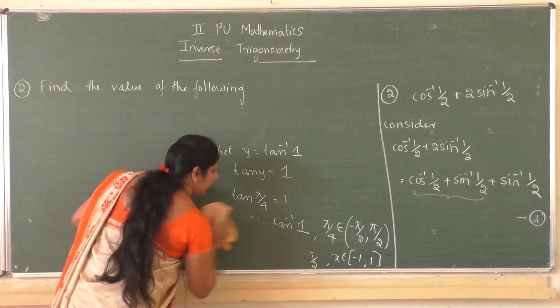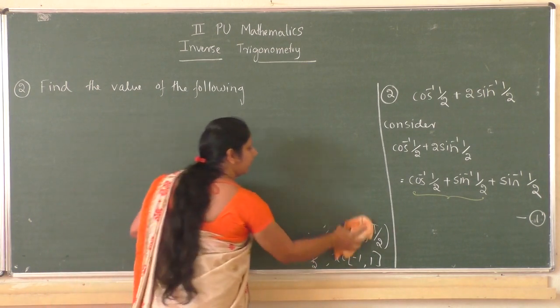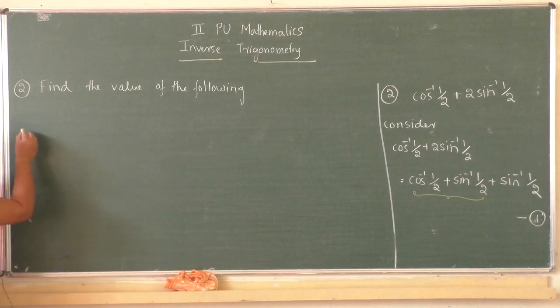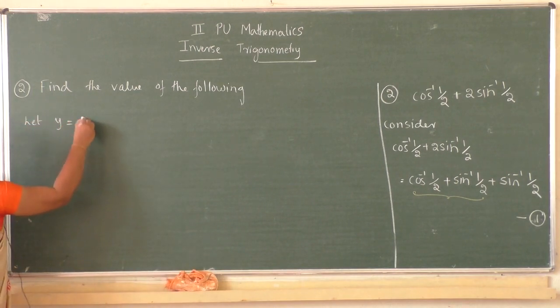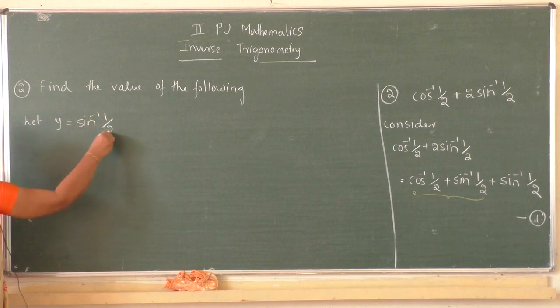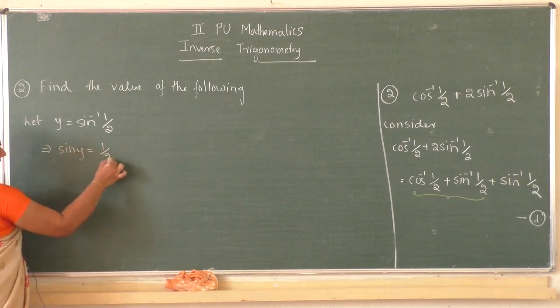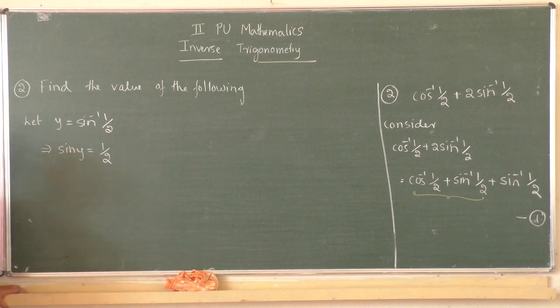First we will find the principal value of sine inverse half. Let y equal to sine inverse half. So let y is sine inverse half implies we can write sine y equal to half.